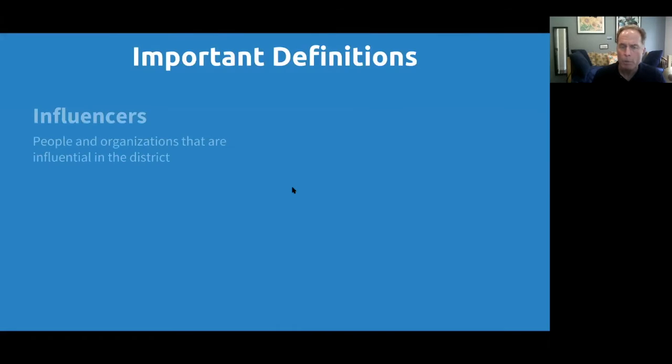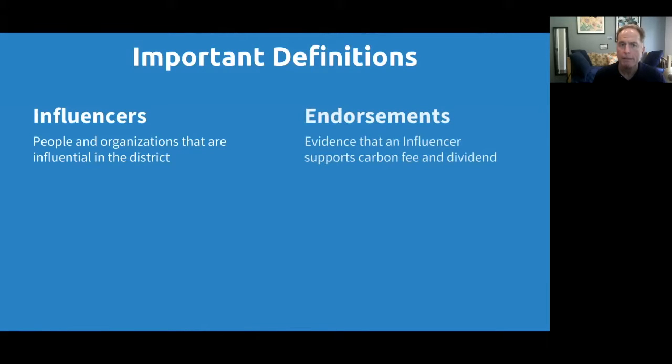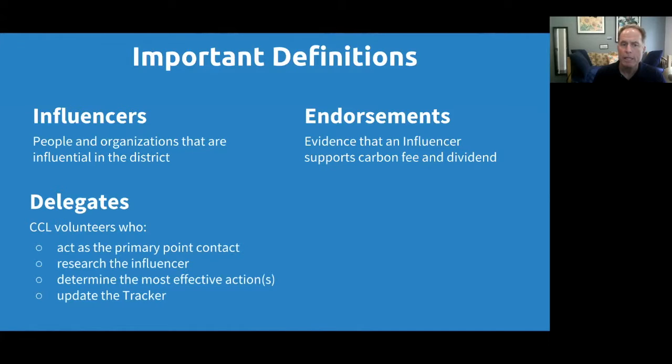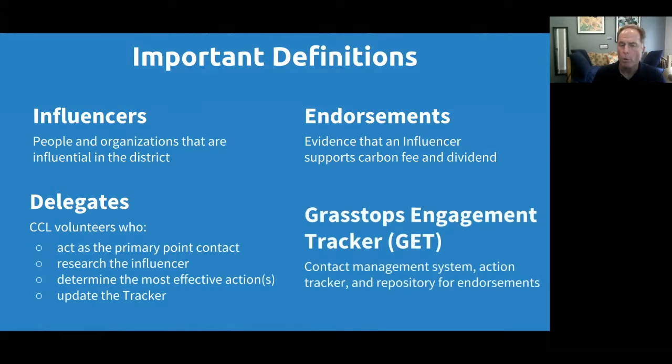So let's, before we jump too far in and get ahead of ourselves, let's just go over a few definitions. So the definition of an influencer is a constituent or an organization. It doesn't necessarily have to be an individual. It could be an organization in the district, and organizations can sign endorsement letters and they can take actions to show strong support for carbon fee and dividend in the district, just like an individual can.